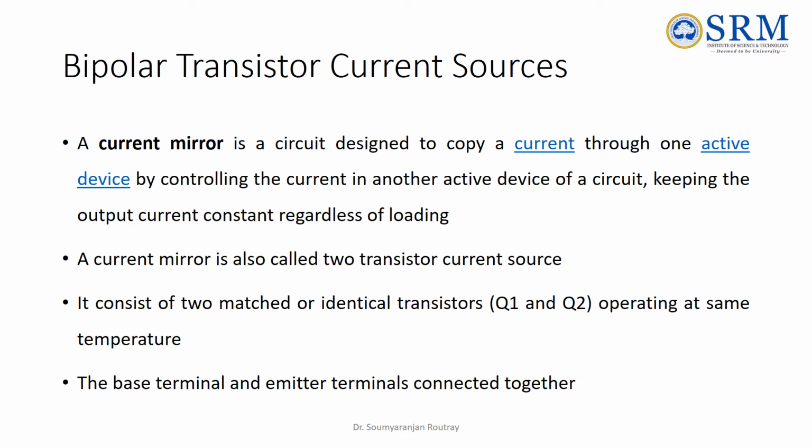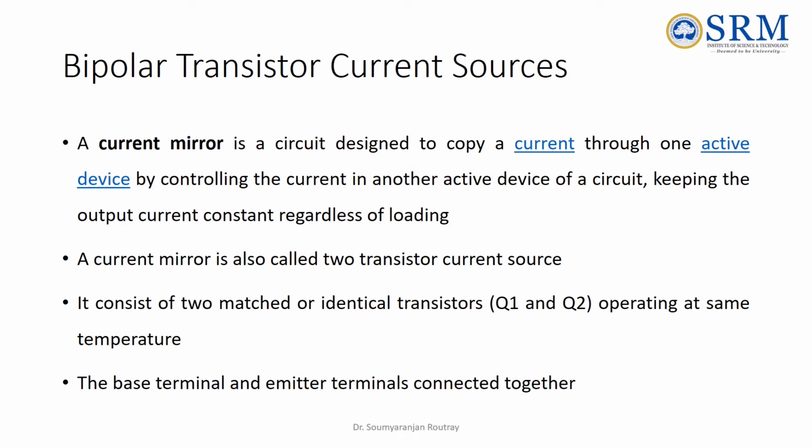The current source is otherwise also known as current mirror circuit. A current mirror is a circuit designed to copy a current through one active device by controlling the current in another active device of the circuit, keeping the output current constant regardless of the loading.